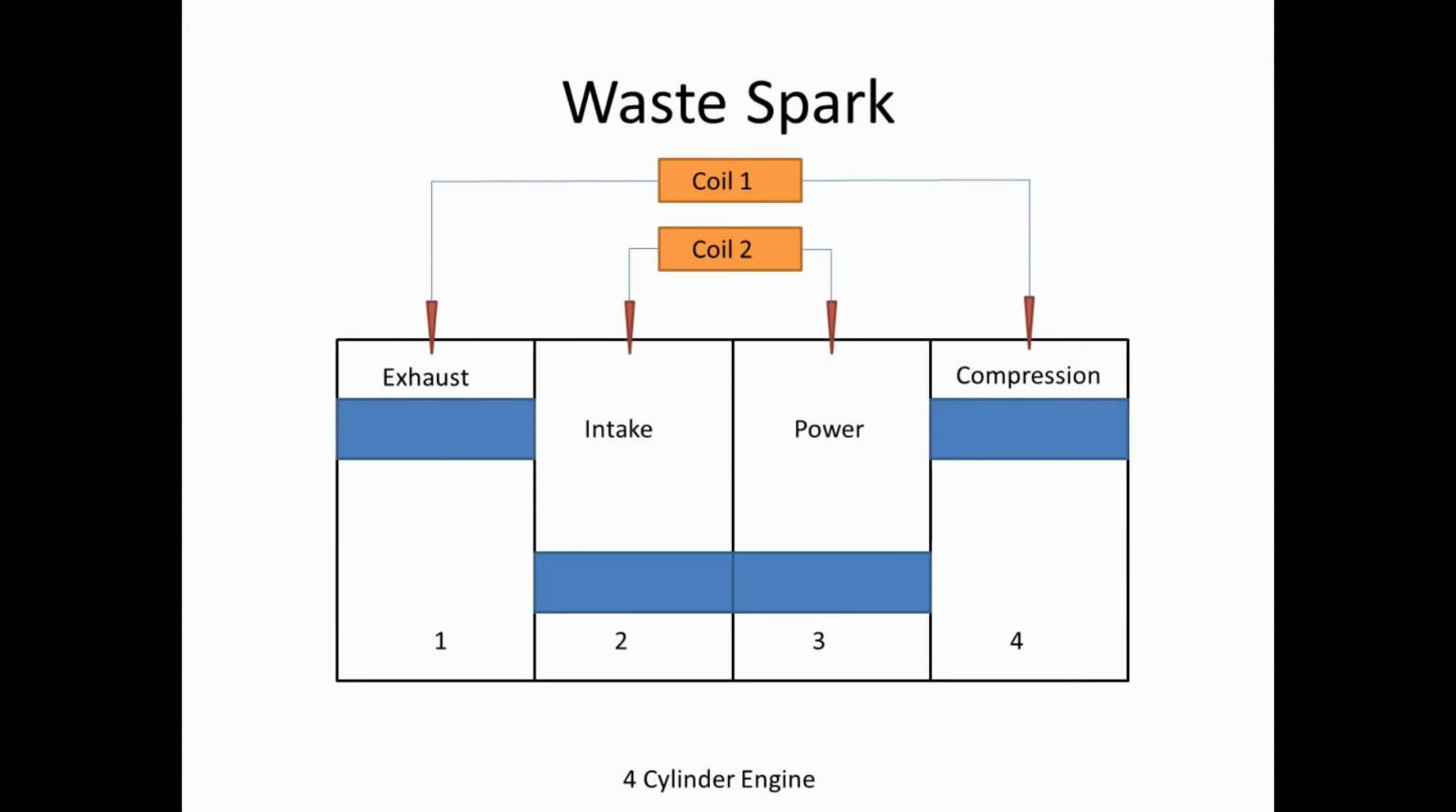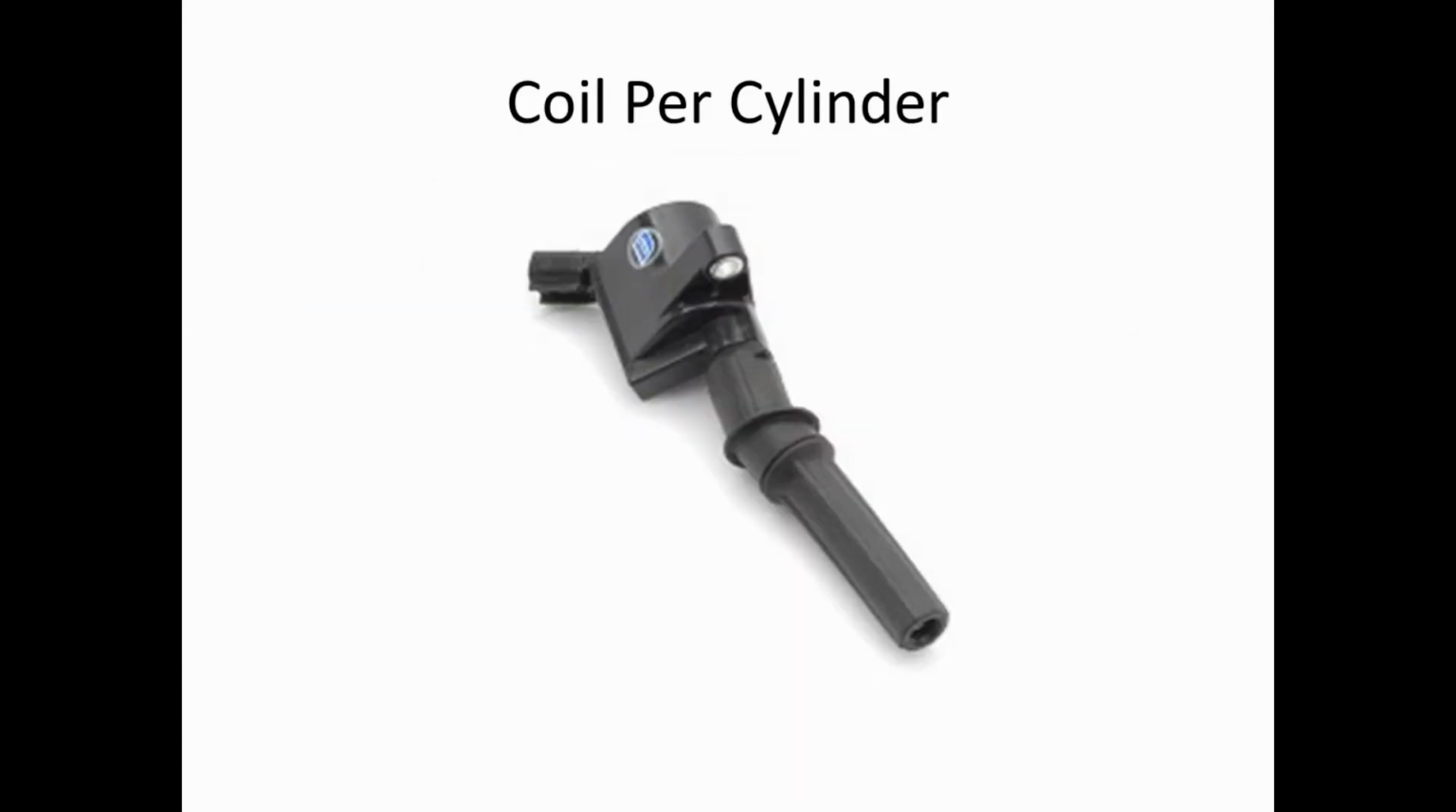Now we're at our third cycle in our four-stroke cycle, and so now cylinder 4 is on the compression stroke, and cylinder 1 is on the exhaust, so when it fires, cylinder number 4 is going to ignite, and cylinder number 1 is wasted. You kind of get the picture, so I don't really need to go on here, but that's the way a waste spark system works.